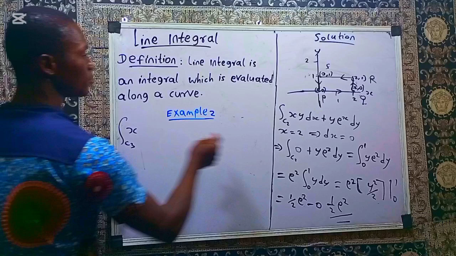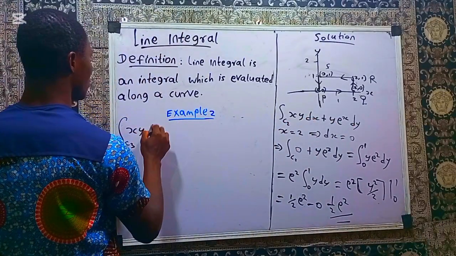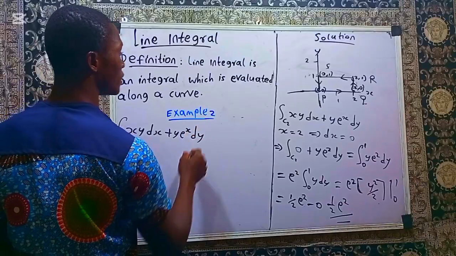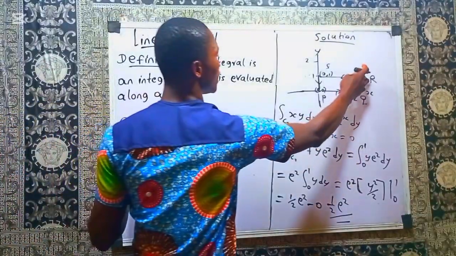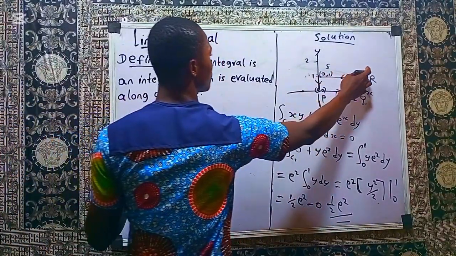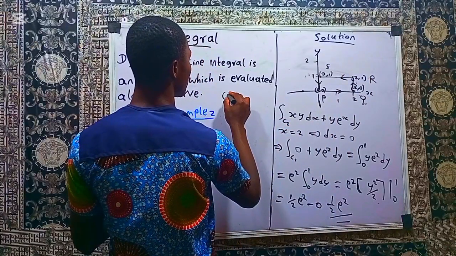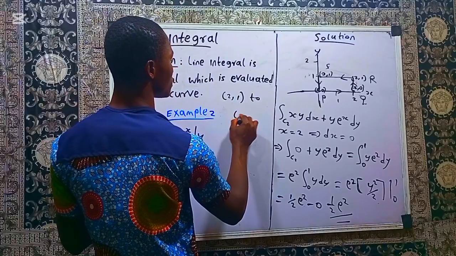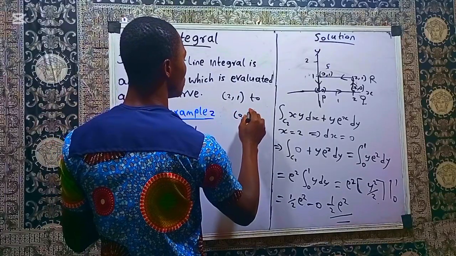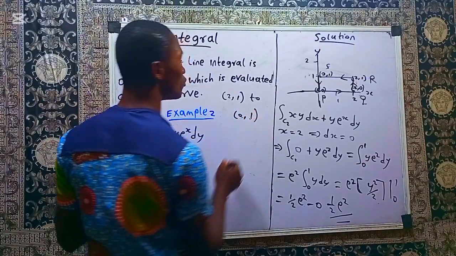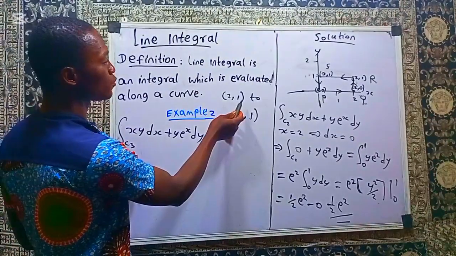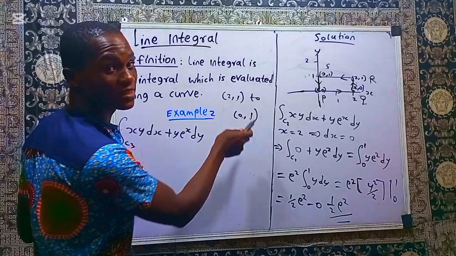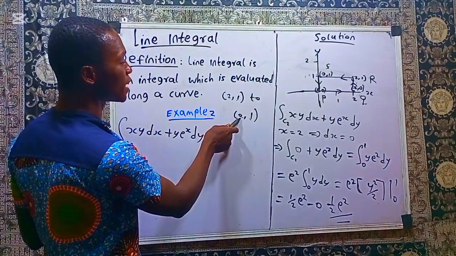Let's write what we have: xy dx plus y exponential x dy. So for C3 we are moving from R to S. Point R is (2, 1) to point S is (0, 1). So what do you notice? It implies that Y is fixed. Y is 1 here. Y is the second component, but X is the one that changed.